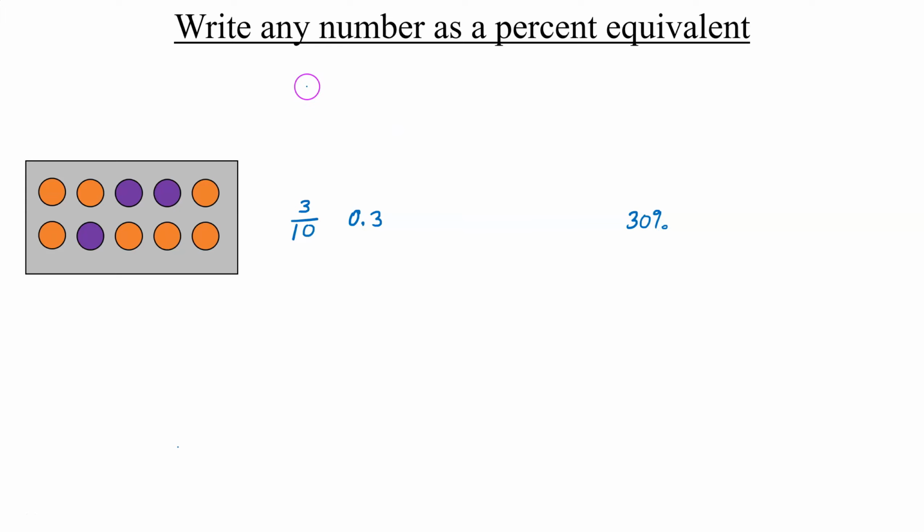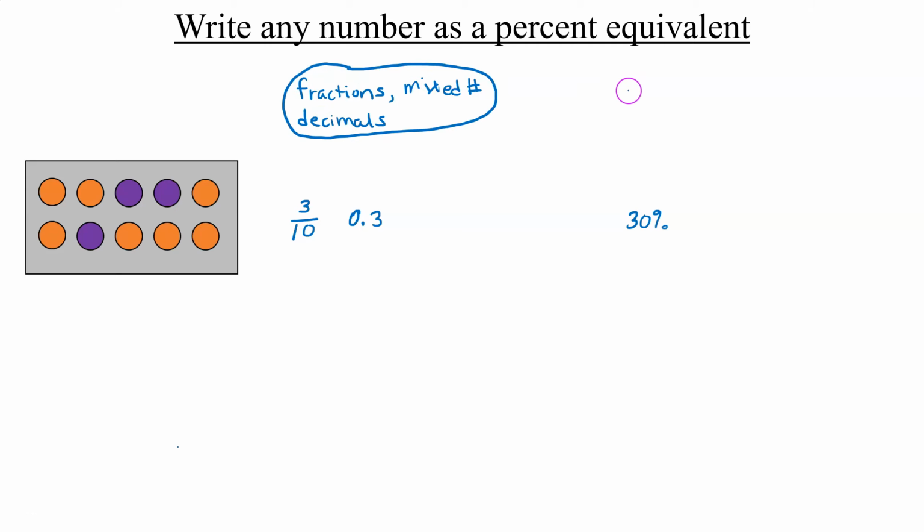So over here we have fractions. That's the 3 over 10. We have decimals, the 0.3. And then we don't have an example of this here, but we could have a mixed number or an improper fraction. So what we're trying to do is convert this, fractions, mixed numbers, decimals, into percentages.